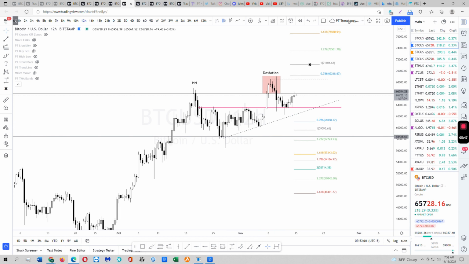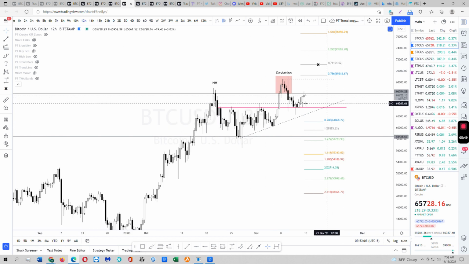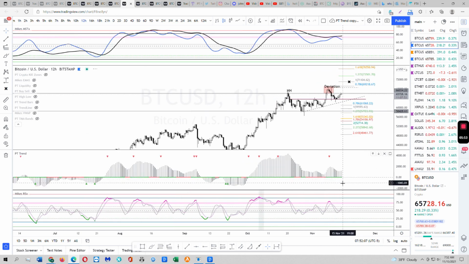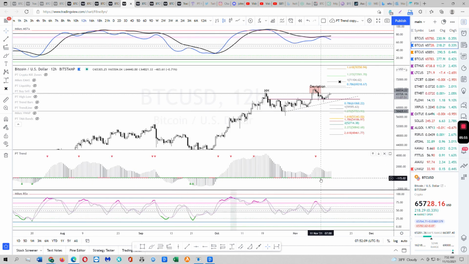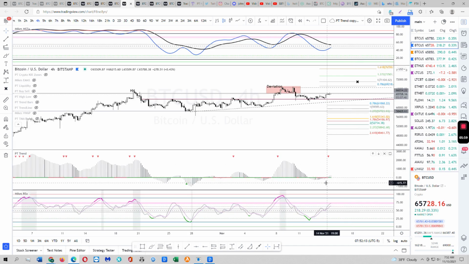Should get it within the next 48 hours, I'll tell you that much. I don't think we're gonna range all week. This is gonna be a move that's probably gonna take place soon. If you look at the new PTT indicator with the squeeze, yeah, we're squeezing right now. We have a red triangle.